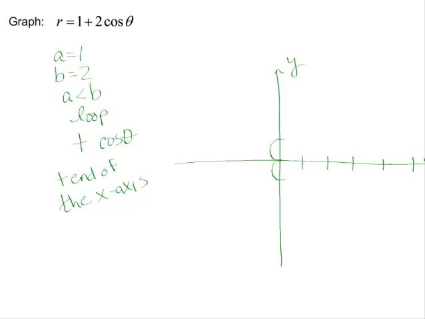I know that I'm going to have a loop that is b minus a. So I'm going to have a loop that starts at the pole and has that distance. I know I'm going to go from the pole along the major axis a distance of a plus b. Done. There is r equals 1 plus 2 cosine theta. So again, lots of clues given to you in the equation itself.